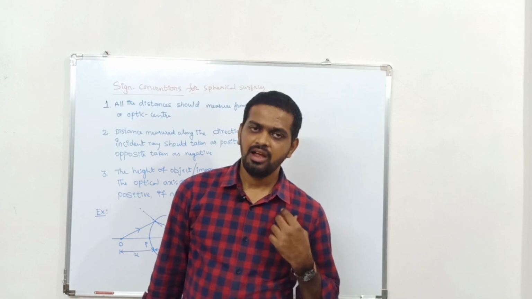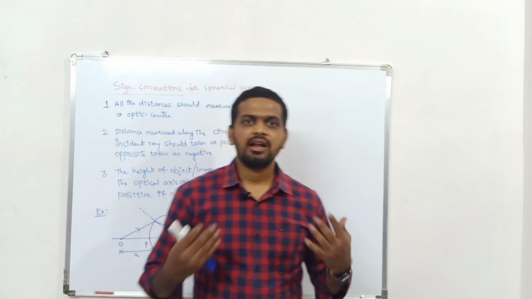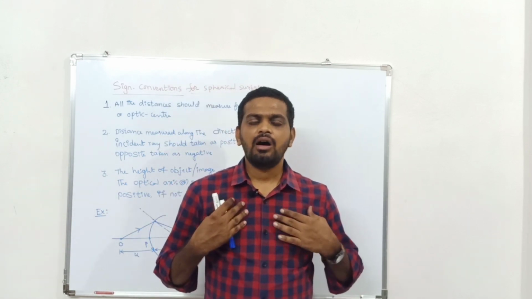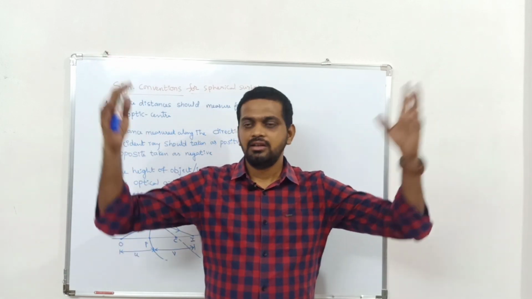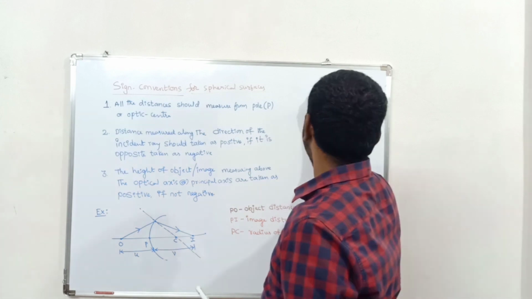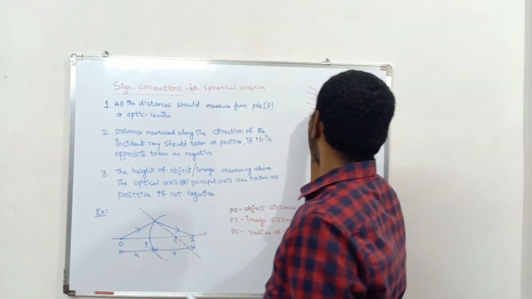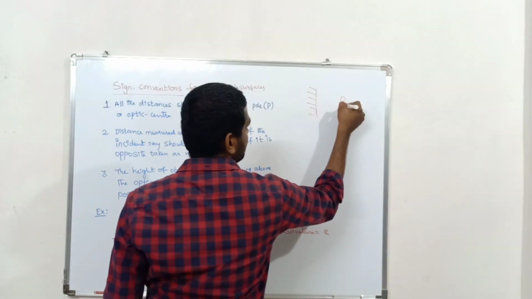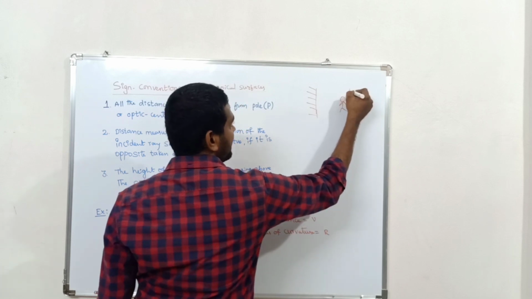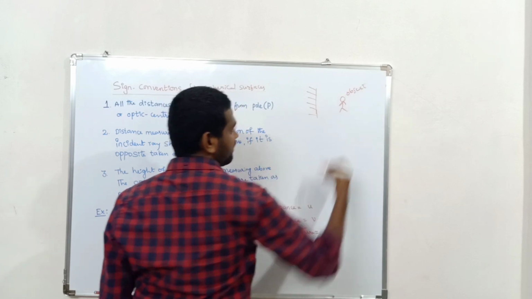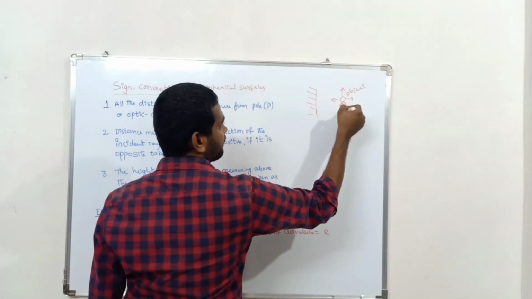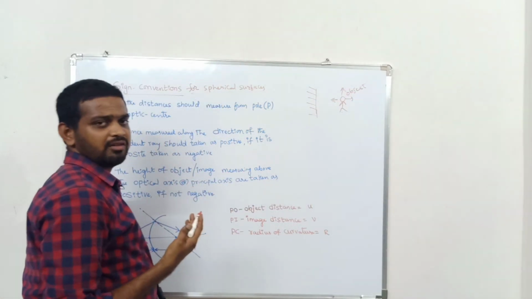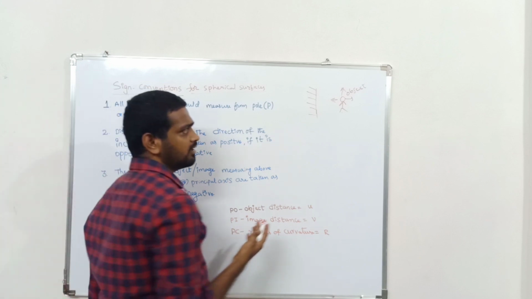Is it clear? And one more thing, children, let us consider that I am the object, so all the incident rays will be emitted from me. Suppose I am standing in front of the mirror. So I am acting like the object. All the rays will be emitted, an infinite number of rays will be emitted by the object.